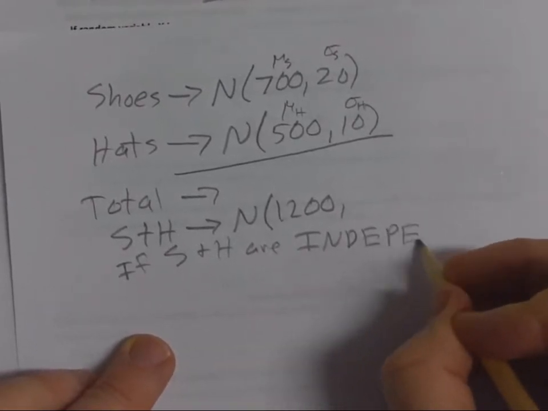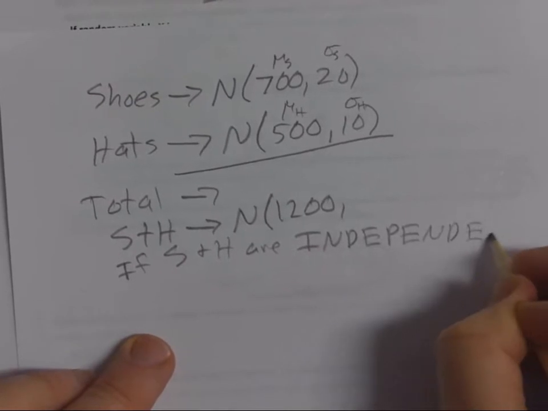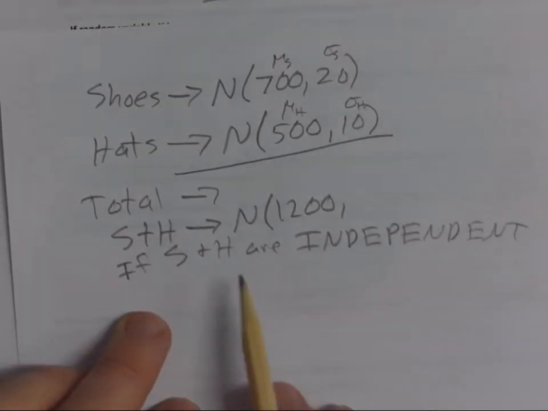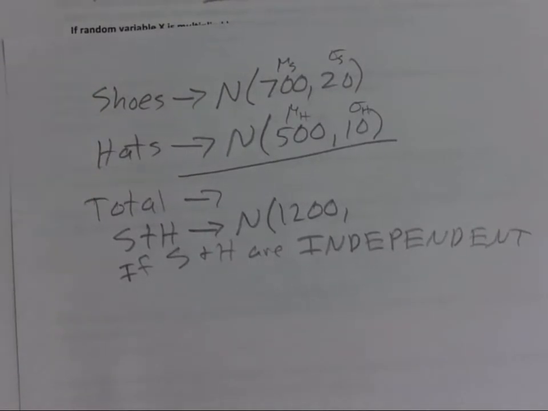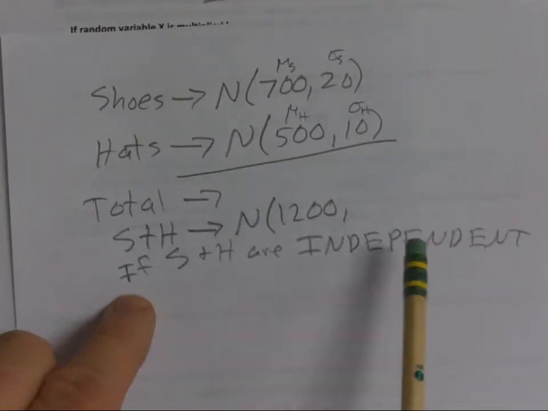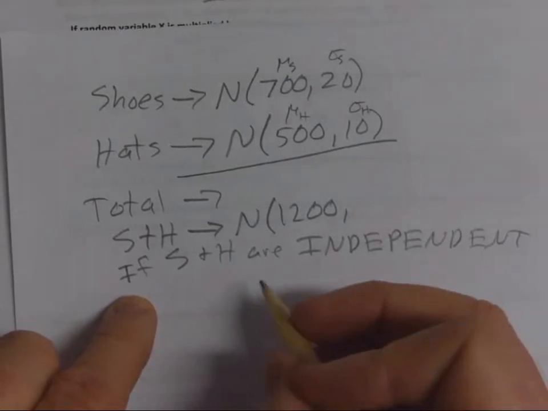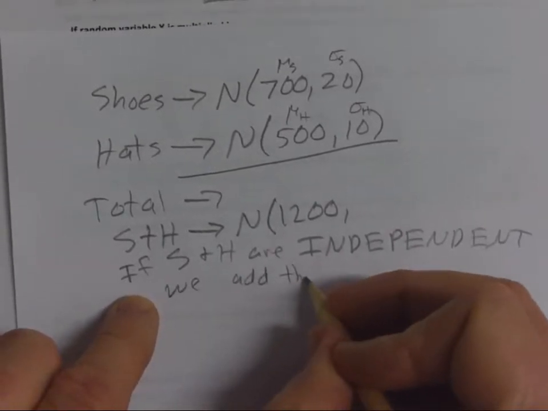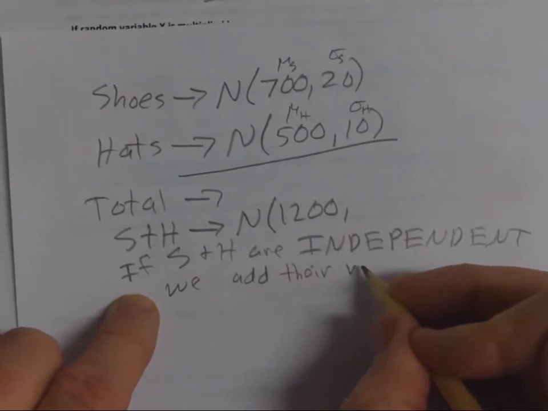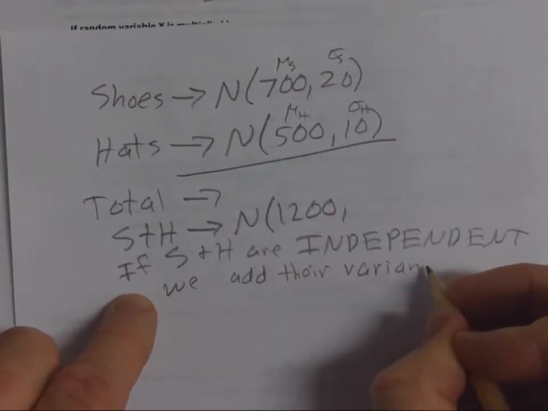In other words, the occurrence of one is in no way associated with a change in the other one, which may not seem that reasonable here, because if he has a lot of customers, he's probably more likely to sell both more shoes and more hats, but we'll just have to assume that in this problem. So it has to tell us they're independent. We add their variances. We cannot add their standard deviations.